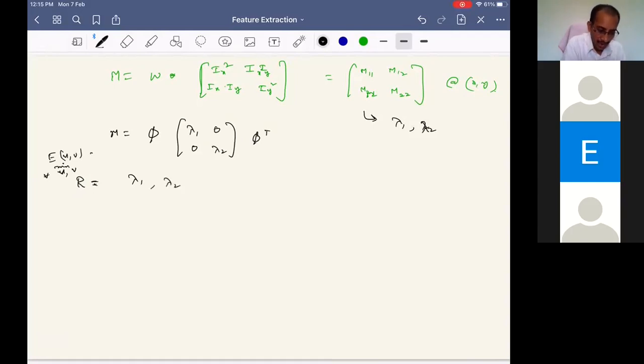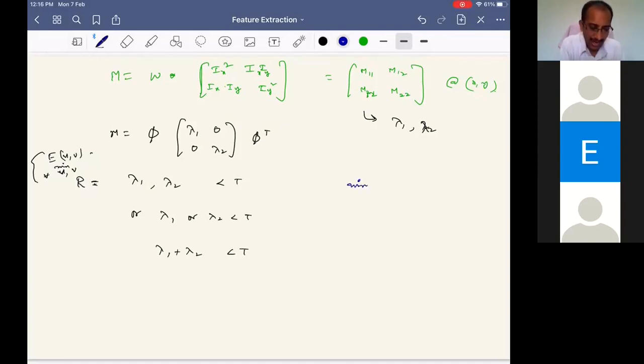Both lambda 1 and lambda 2 have to be less than a threshold, or lambda 1 or lambda 2 is less than a threshold, or lambda 1 plus lambda 2 is less than a threshold, or how should I formulate it? How should I calculate the same thing based on lambda 1 and lambda 2? The optimization problem from E of u comma v now needs to be translated to lambda 1, lambda 2. That's the idea. So how do we do that?